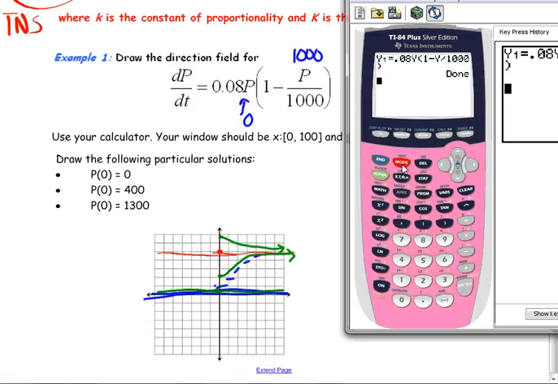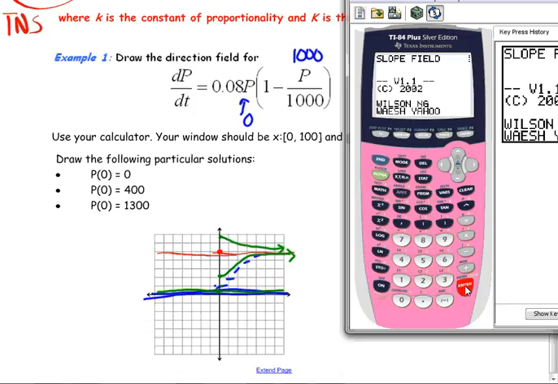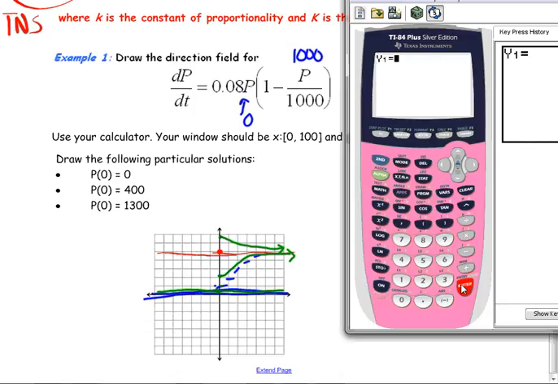I'm going to quit this. And I went under program. I'm going to press enter again. Okay. And then you can put in your function. So it's 0.08 times... Oh, I wasn't in the program. I was in y equals.